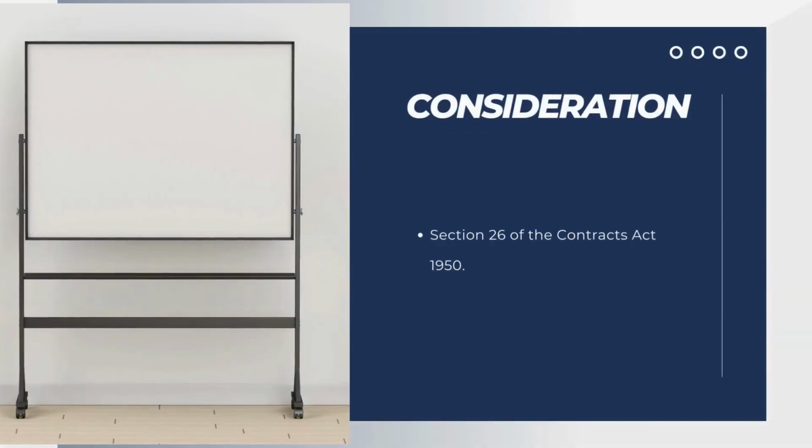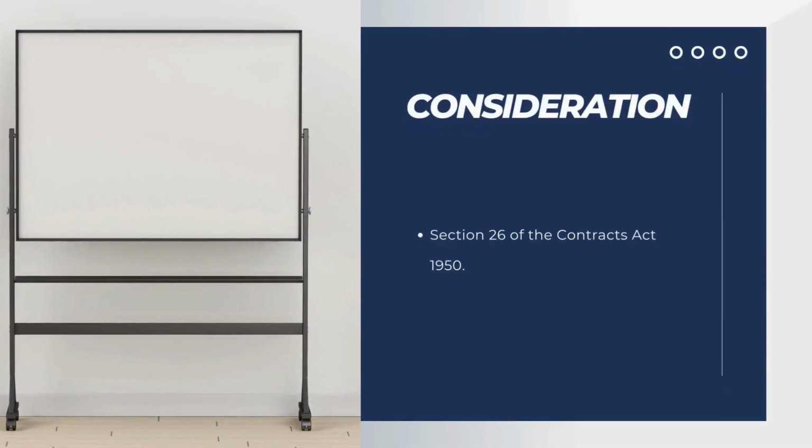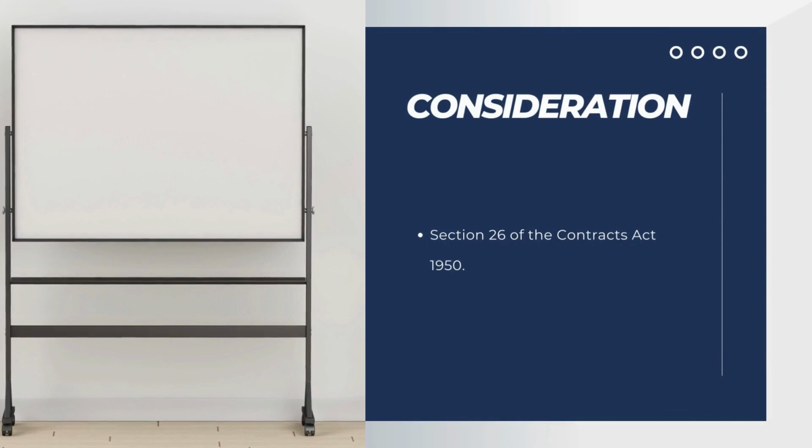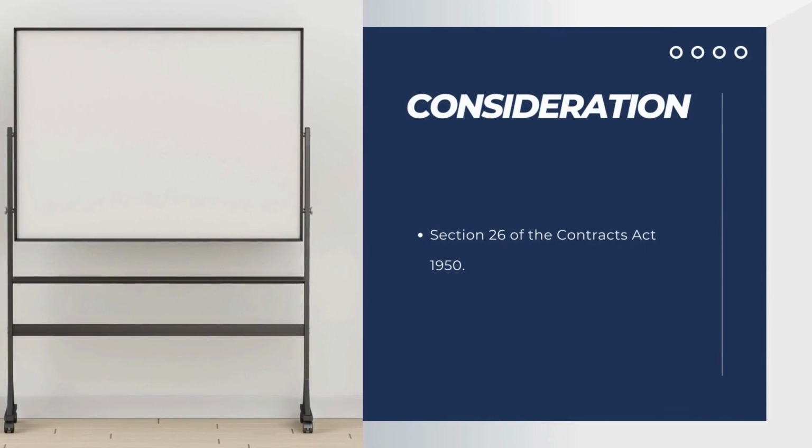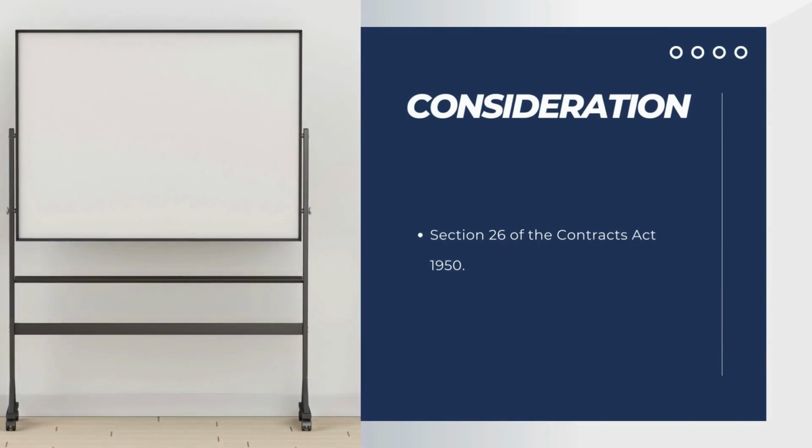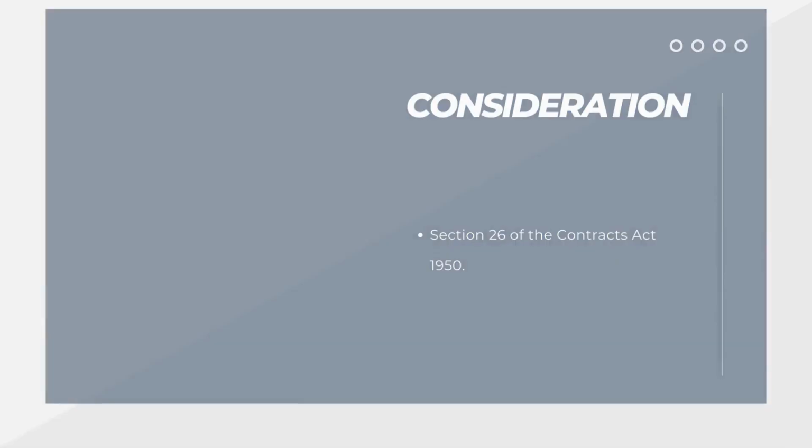The second principle is consideration. In Malaysia, consideration is defined as the price paid by one party for the promise of the other party to do or not to do something. It must be sufficient but need not be adequate. It can be in the form of money, goods, services, or anything else of value. These principles are set out in Section 26 of the Contracts Act 1950.